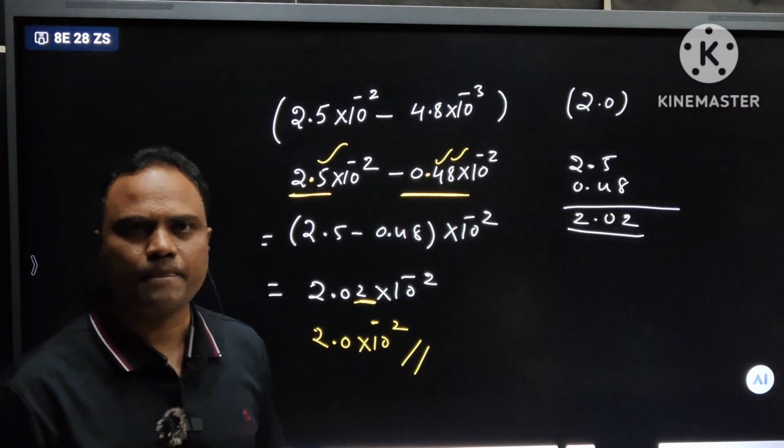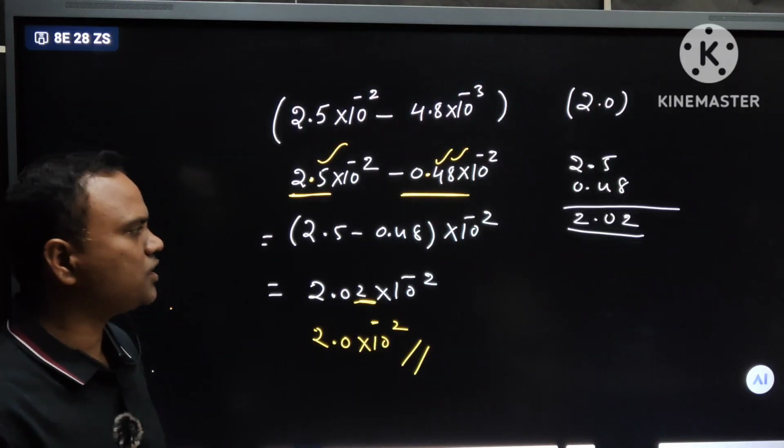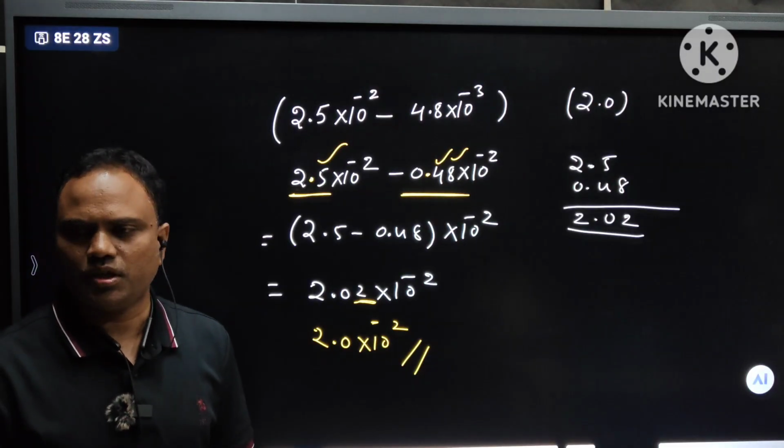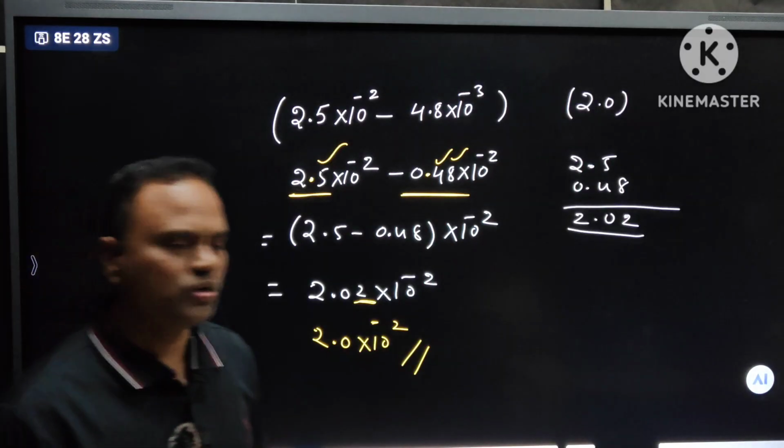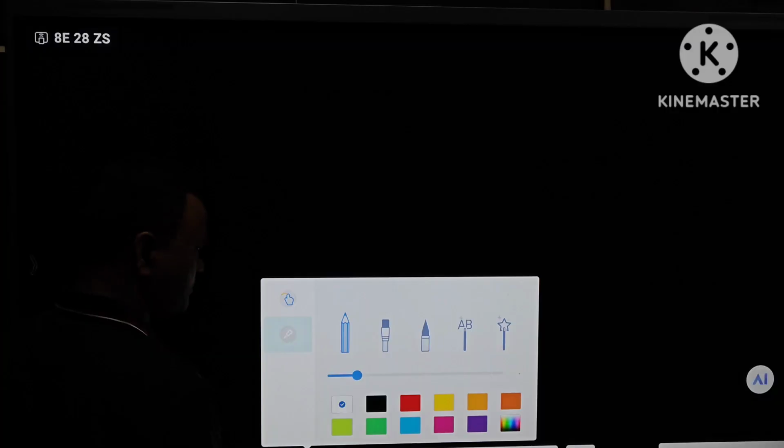Exponents, you do not consider exponents. Exponents are not significant. Okay, that is the rule. 2.0.